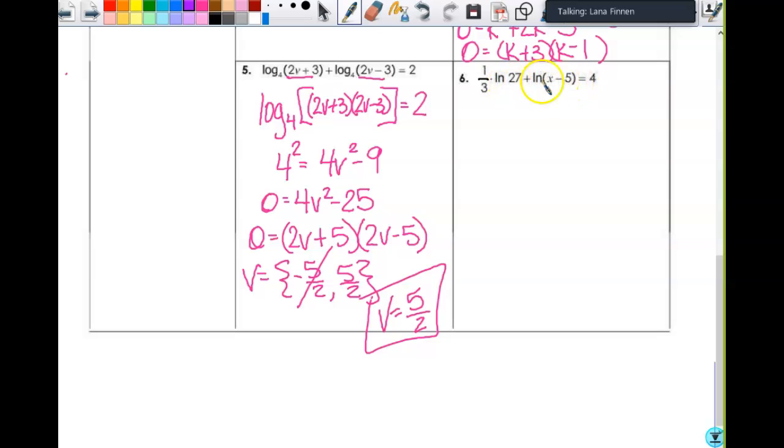Then these 2 are going to end up with some multiplication, so that means I'm going to get the natural log of 27 to the 1/3 power times x minus 5 equals 4.